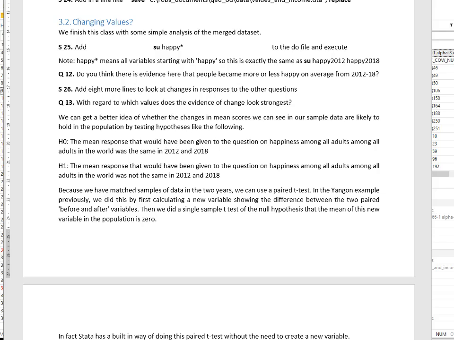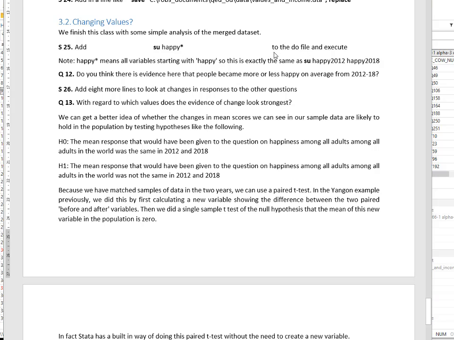Now we have a merged data set, we can do some simple analysis. And here's a suggestion to start with. We'll take SU happy star and add it to the do file and execute. And this means exactly the same as this. So star is a wild card that matches all possible values. Here, because we have these two, it matches 2012, 2018. So it's the same as doing that comparison.